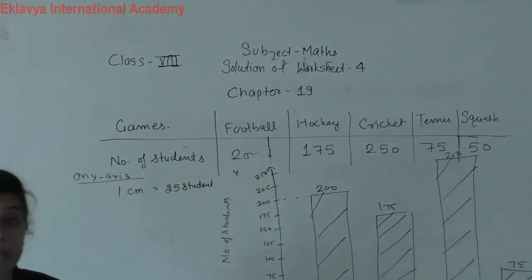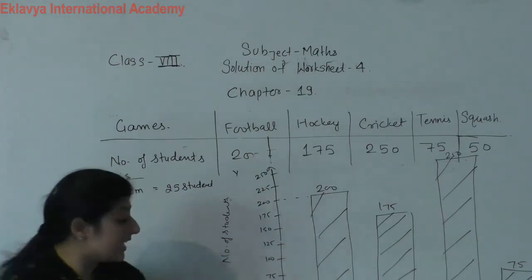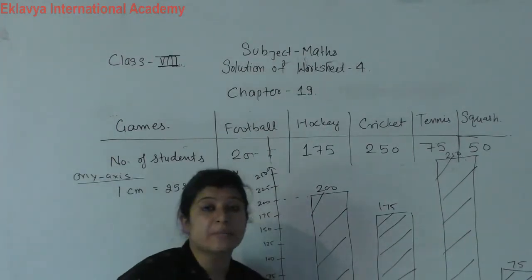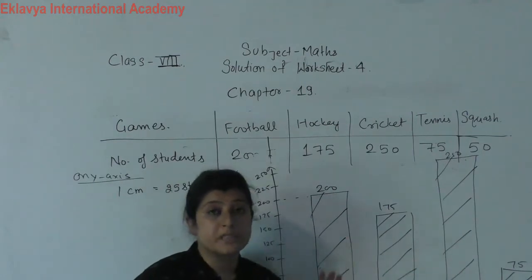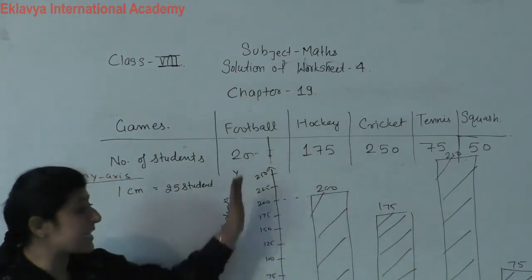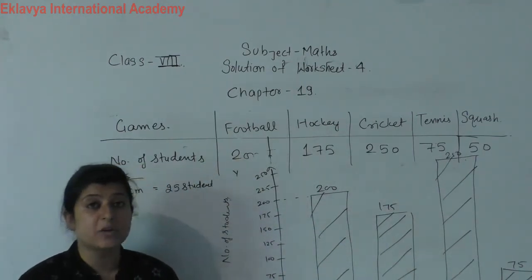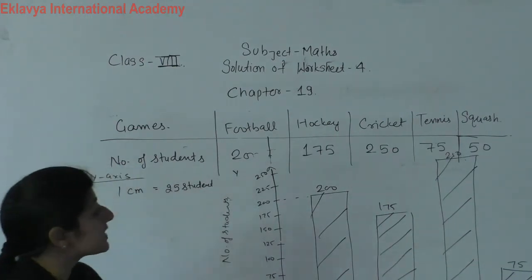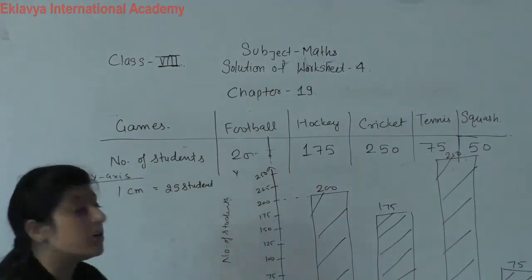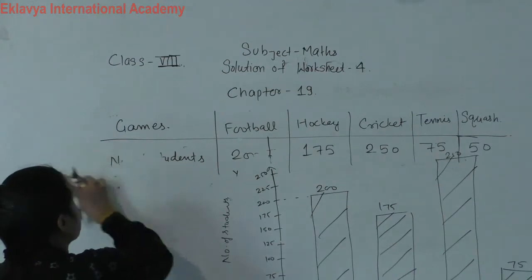Whenever you draw the bar graph, remember this thing: the space should be the same and the width of the bar also should be the same. On the y-axis, take a proper scale to represent it. Okay students, this is the bar graph of this given question. Now see the second one.